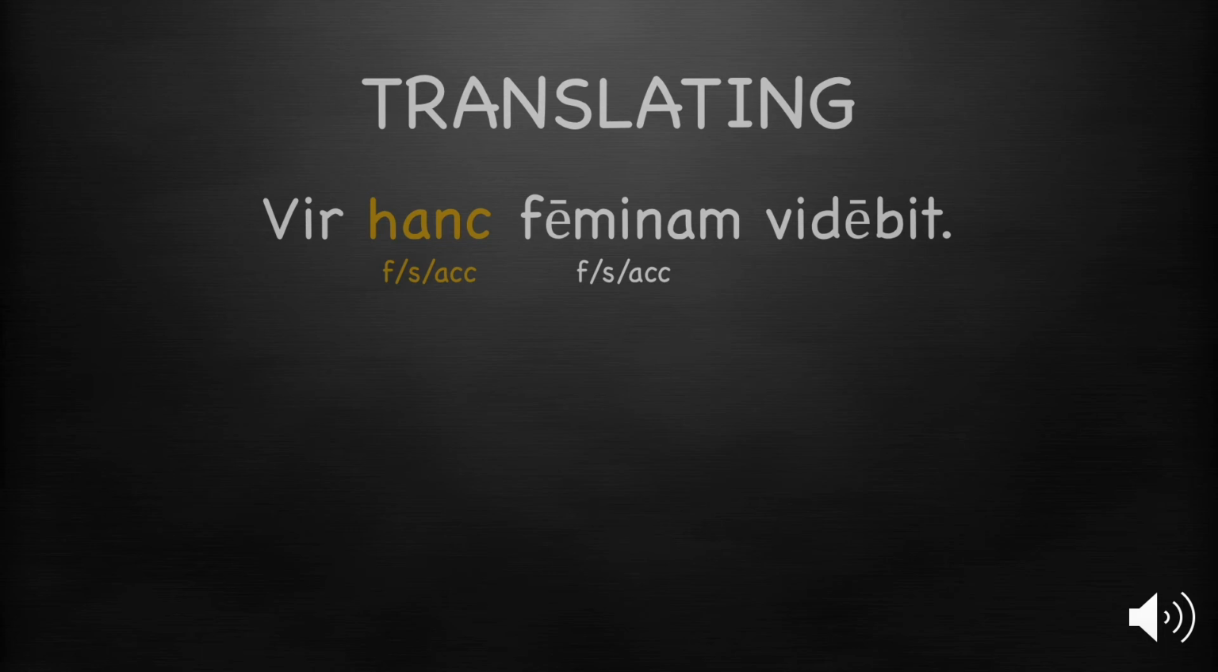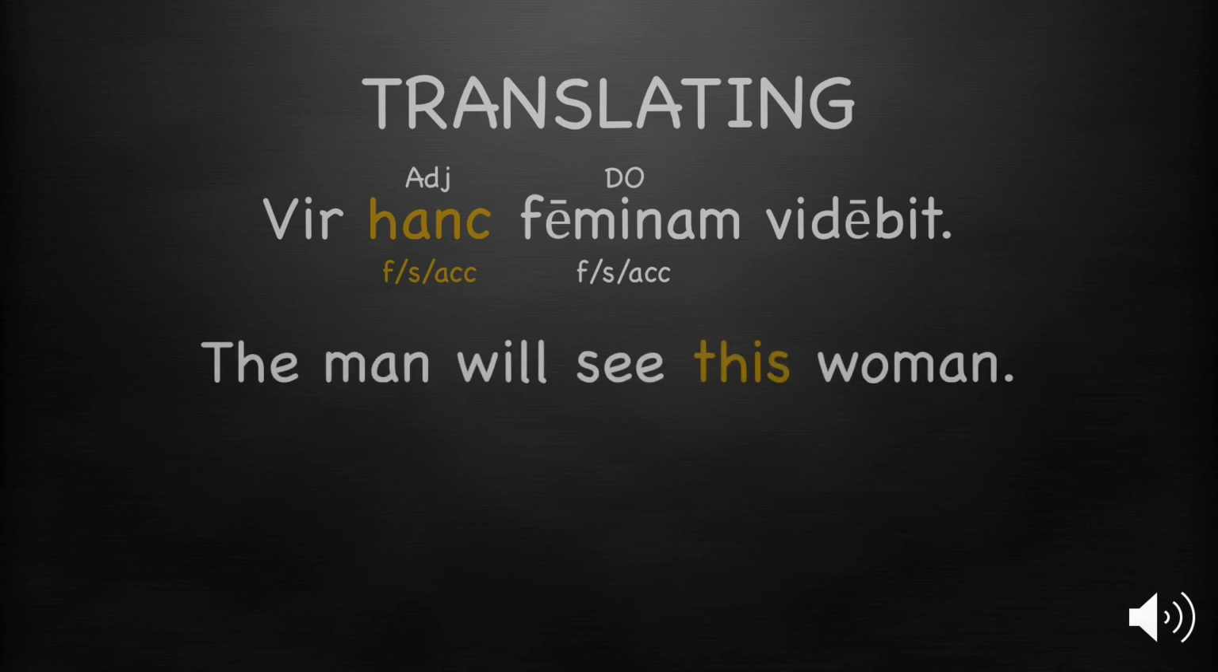Both hanc and feminam are feminine, singular, and accusative. This means that hanc, our demonstrative, is functioning as an adjective. It matches a noun that is right next to it. Both are feminine, both are singular, both are accusative. So, when we label them, feminam is our direct object, and hanc we will label as an adjective since it's actually functioning as an adjective. When we translate the sentence, we get, the man will see this woman. The man will see this woman.